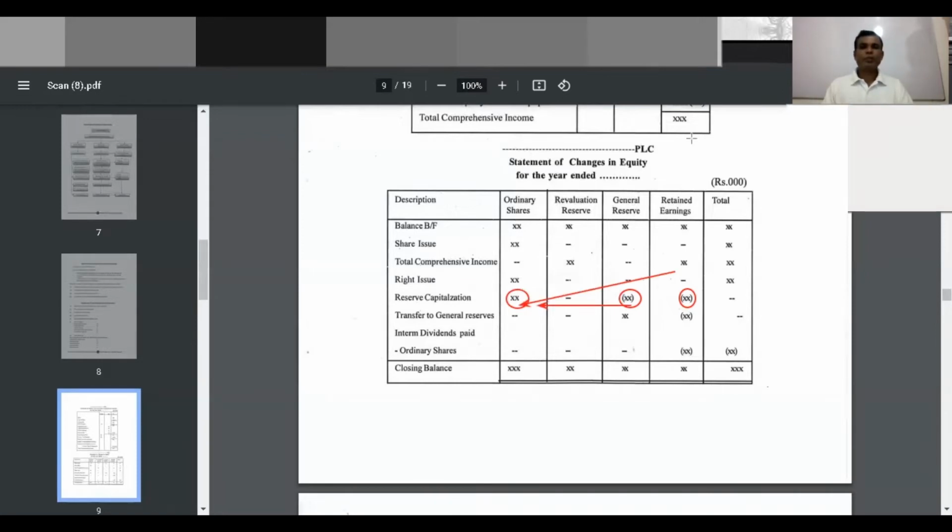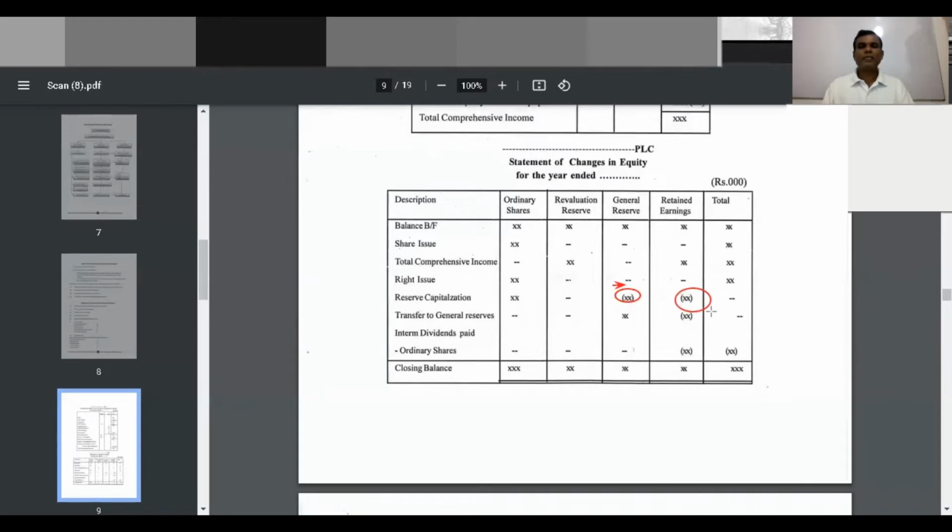Then you see the next one, transfer to general reserve. General reserve is a special fund kept for a special reason. That special reason may be decided by the board of directors. We don't know that special reason. Sometimes it is for bonus share issues, sometimes to purchase a certain amount of property. Whatever the special reason, it may be decided by the board of directors. Out of the earned profit, every year, a certain amount can be transferred to general reserve. Understand?